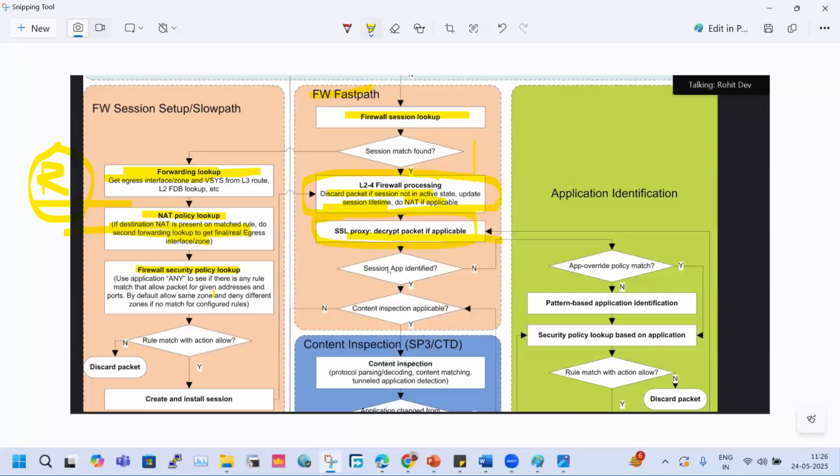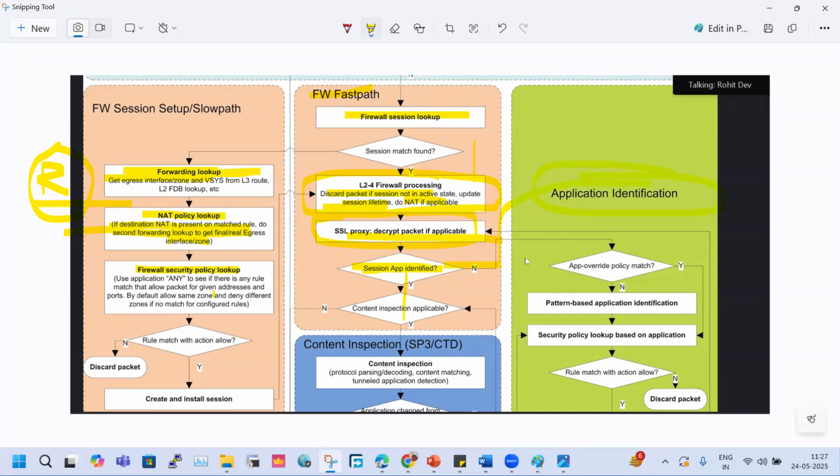Okay. After the traffic is decrypted, then it will try to find the session application ID. It will try to match the application signature, and it will try to fetch which application it is carrying, right? If the application is identified, then well and good, it will go further. Else it will go to the application identification process.